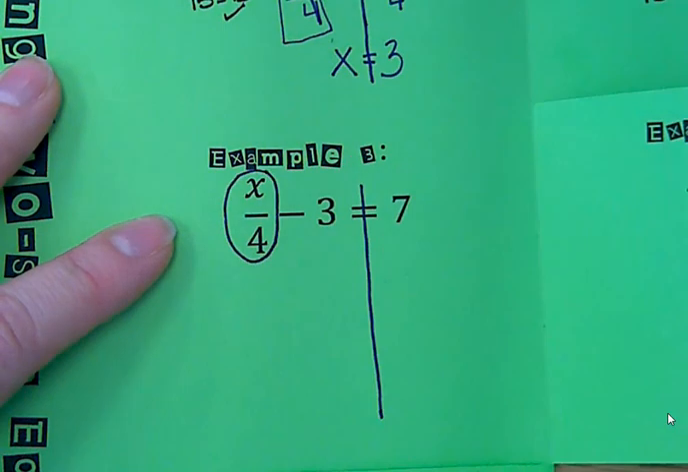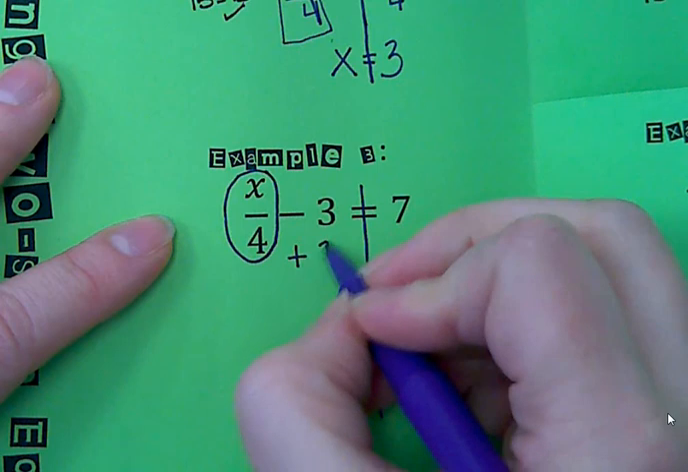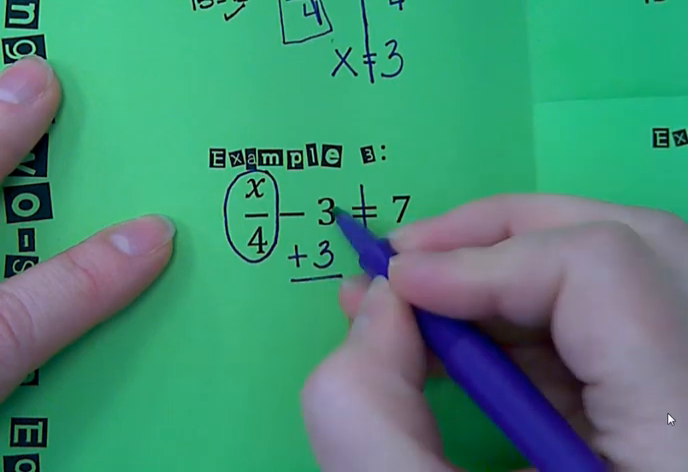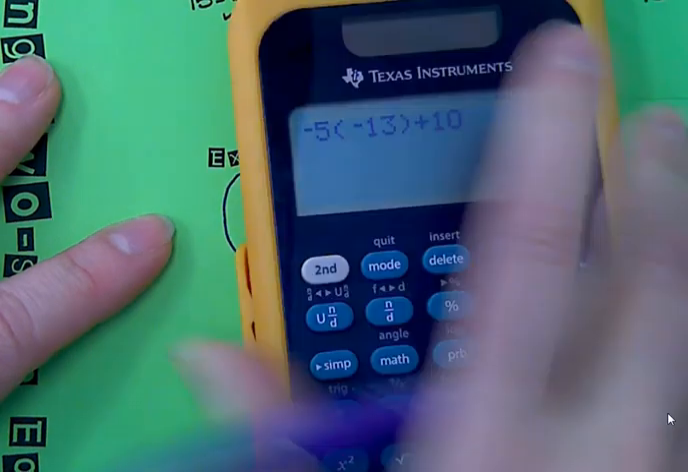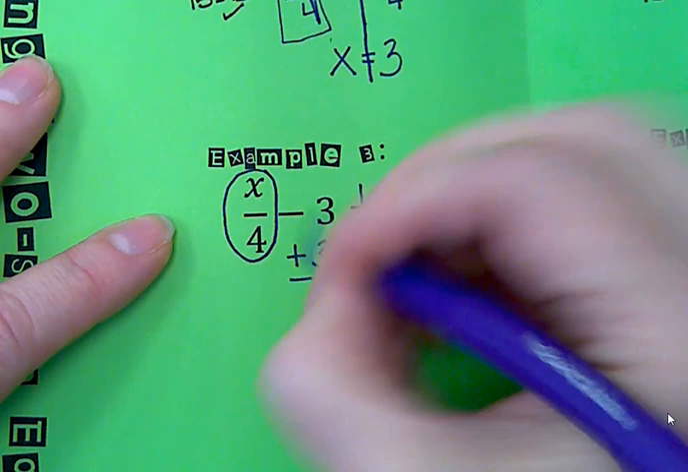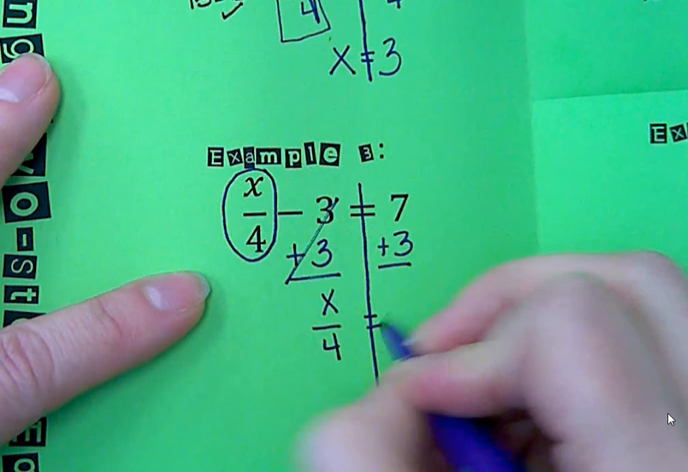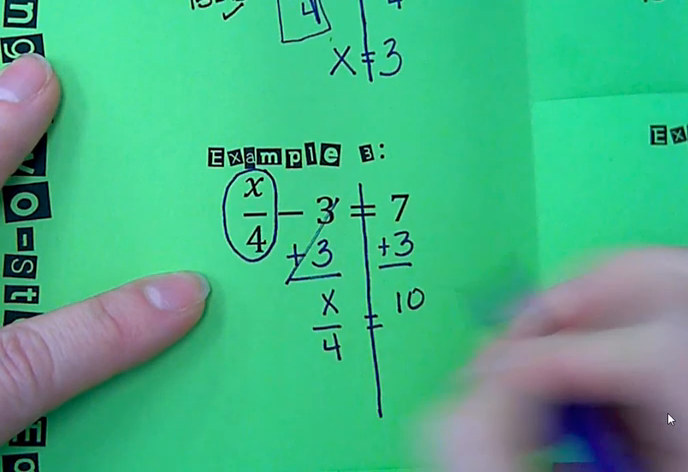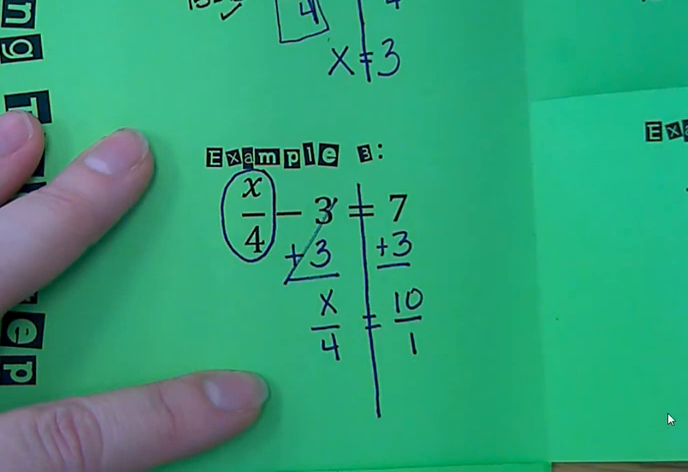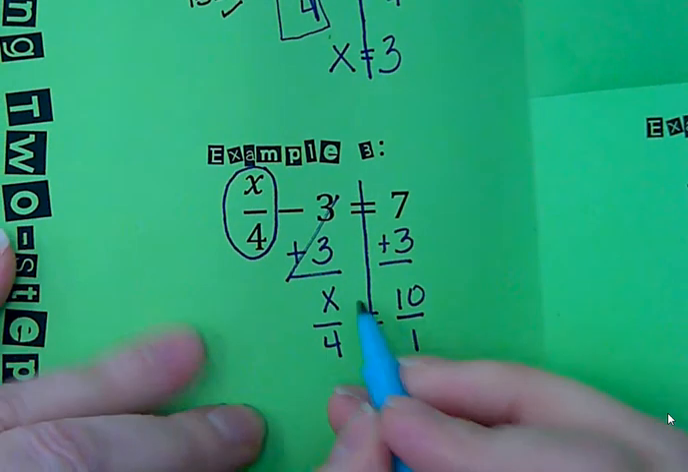So what did I do to this? I subtracted 3. So I'm going to add 3 to both sides. Opposites, negative 3 plus 3. If you type that in your calculator, negative 3 plus 3, it's a 0, cancels. And it leaves me with x over 4 equals 7 plus 3 is 10. And this is where I told you the easiest way to do this is make this a fraction and then do the butterfly wings.